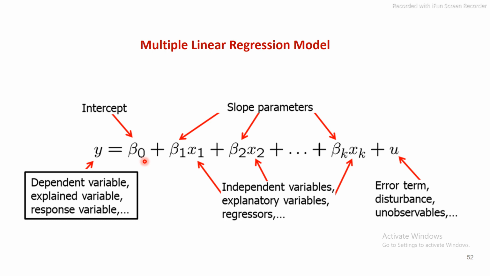So in multiple linear regression, you have many independent variables. You will obviously have an intercept, same as simple linear regression, and some error terms, because not a single model will predict you 100%. So obviously every single model will have some errors.